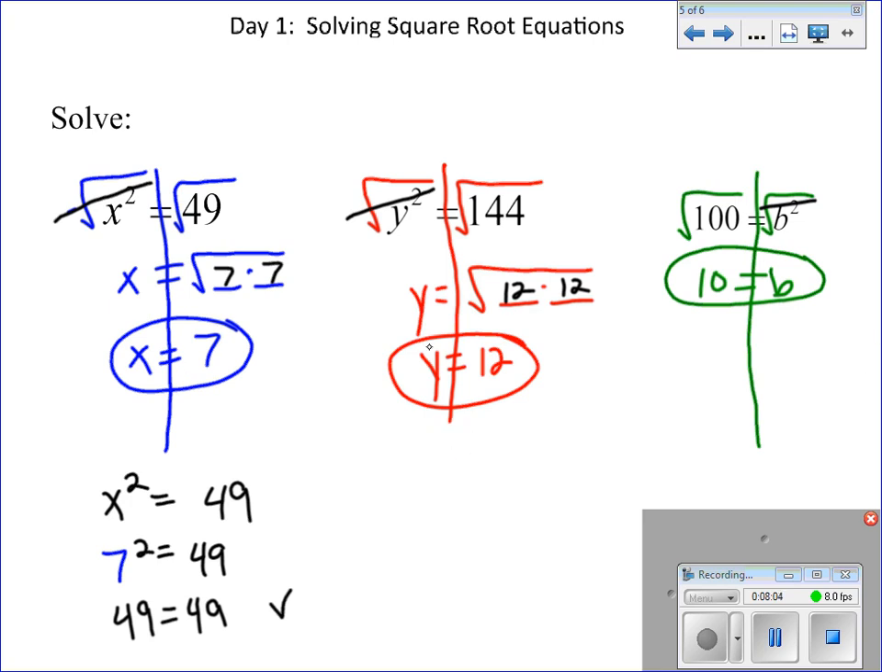Same thing with this one. We write out the original problem. We get y to the second power equals 144. So we're saying what number to the second power? Well, we found out that 12 to the second power equals 144. So 12 times 12 would give us 144, and indeed it does check out, because 144 equals 144, so we know our answer is correct.